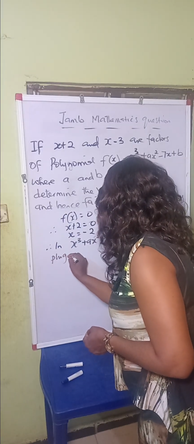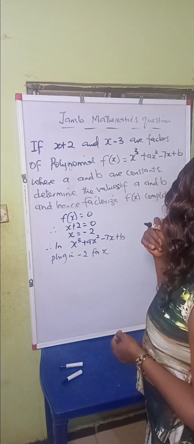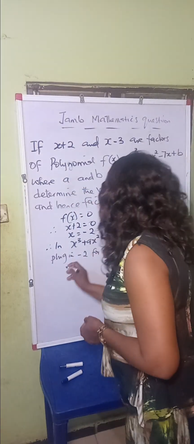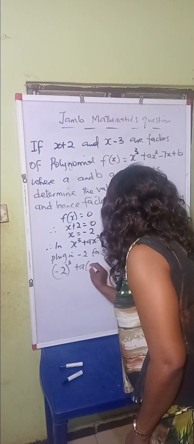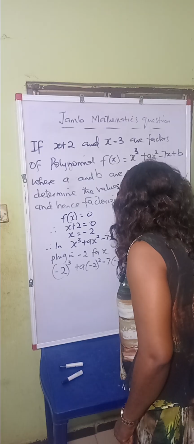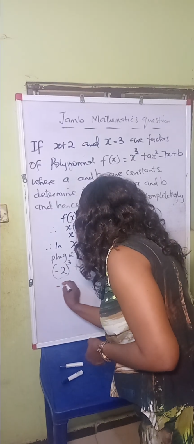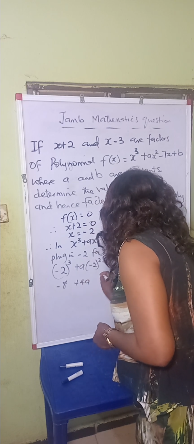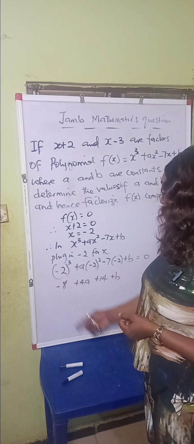So plug in minus 2 for x. Plug in minus 2 for x, okay? Recall that we are asked to find a and b, okay? So to plug it in, I'll now have minus 2 all cubed plus a bracket minus 2 squared raised to power 2 minus 7 bracket minus 2 plus b, all equal to 0, okay? So we will now have minus 8 plus 4a plus 14 plus b, because minus 2 all raised to power 3 will give us minus 8.